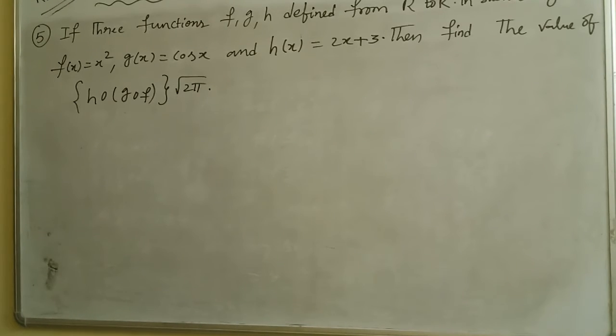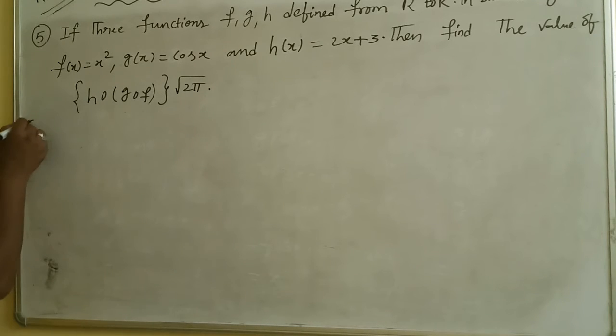So the next question, this fifth one: if three functions f, g, h are defined from R to R such that f of x is equal to x squared, g of x is equal to cos x, and h of x is equal to x plus 3, then find the value of h circle g circle f of root 2 pi. So now it is again a simple one.